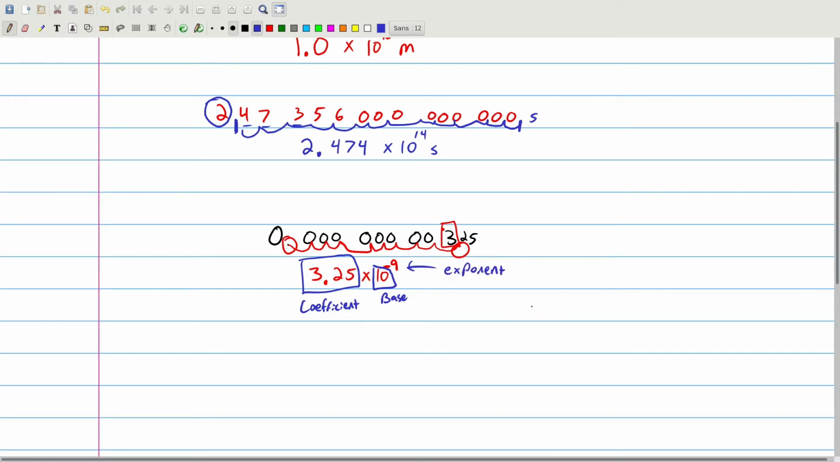If a number is big, what do I mean by big? Bigger than 1, probably. Your exponent is positive. So if a number is big, the exponent is positive. And if a number is small, what do I mean by that? Between 0 and 1 maybe, or 0 and negative 1. If a number is small, exponents are going to be negative.